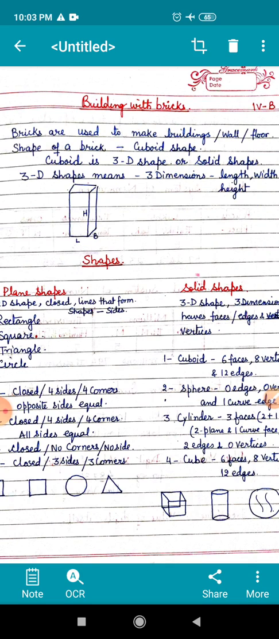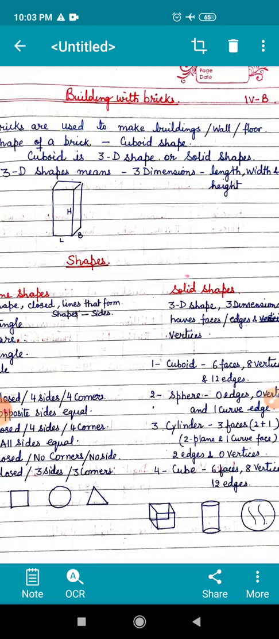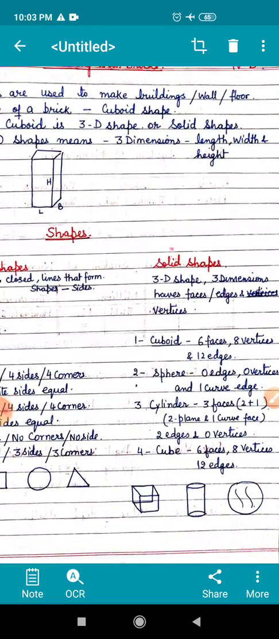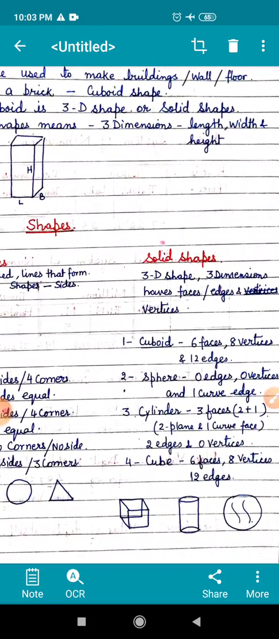Can you tell me the shape of brick? Yes, it is cuboid shape. And you all know that cuboid is 3D shape and it is also known as solid shape. Okay, so what is solid shape? Solid shapes are 3D shapes with 3 dimensions. 3 dimensions means length, width and height. And solid shapes have faces, edges and vertices.